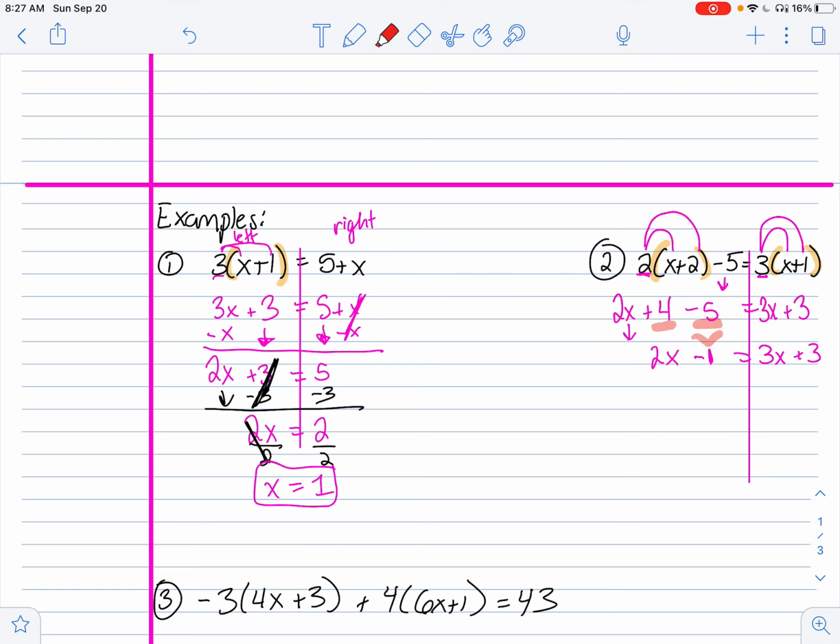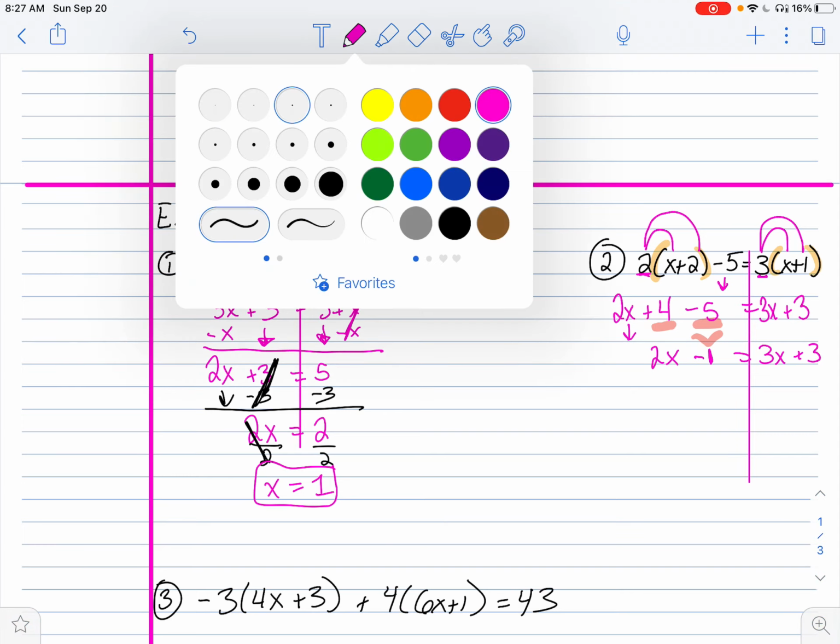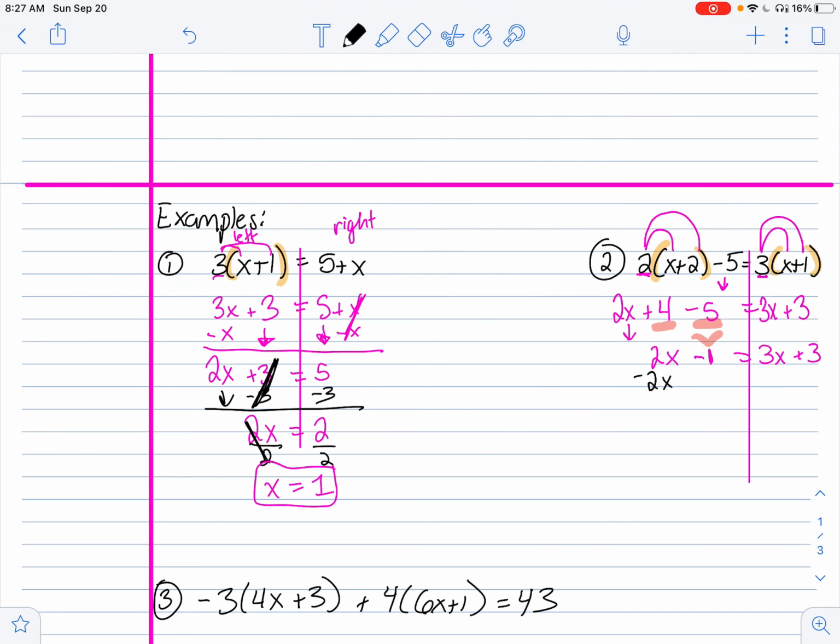I can see that I have two x's here. I have a 2x and I have a 3x. So I want to move both of those x's to the same side. I'm going to move the smaller one, which would be 2x. This 2x is positive since there's nothing in front of it, so I'm going to subtract the 2x from both sides. Minus 2x. These two x's cancel.